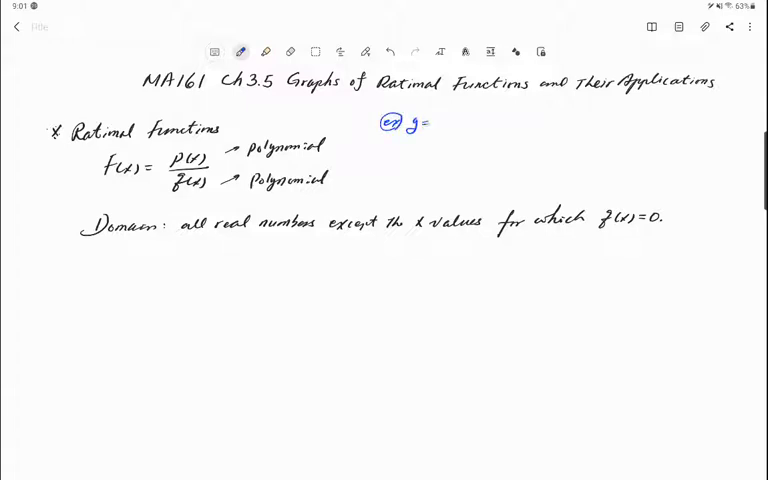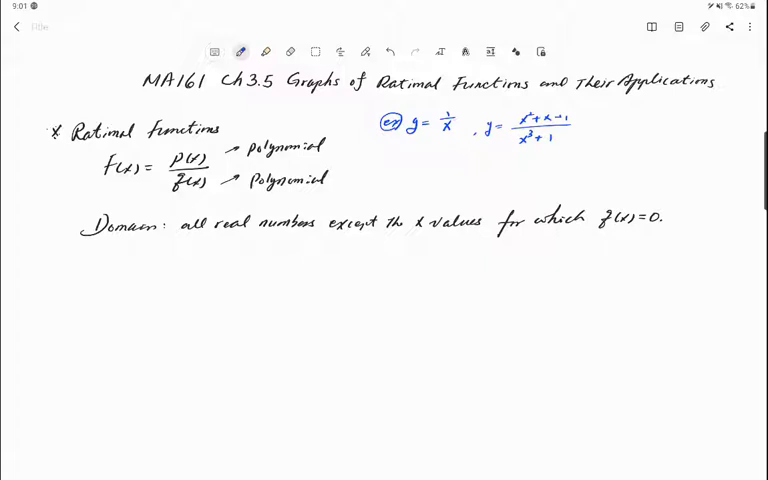y equals 1 over x. The variable x is in the denominator, so it's a polynomial, right? Usually when the denominator contains x, then it's a rational function. Or it can also be y equals, x squared plus 1 over something like x plus 1, like this. So either the numerator is a polynomial containing variable x, or the denominator contains variable x.